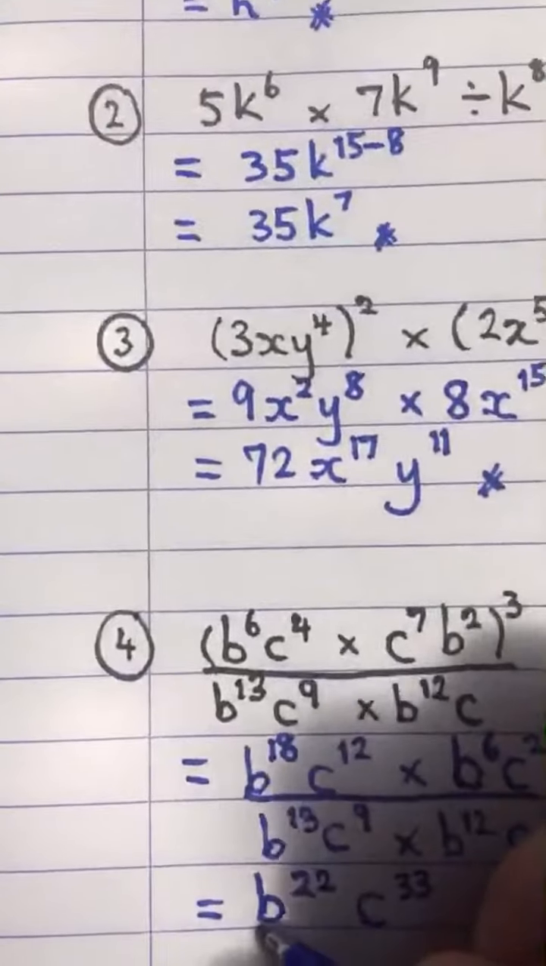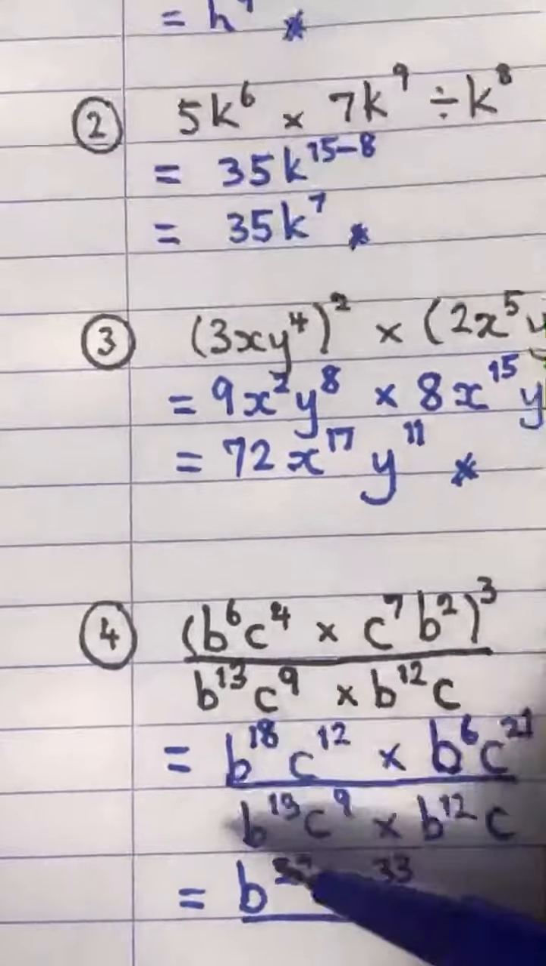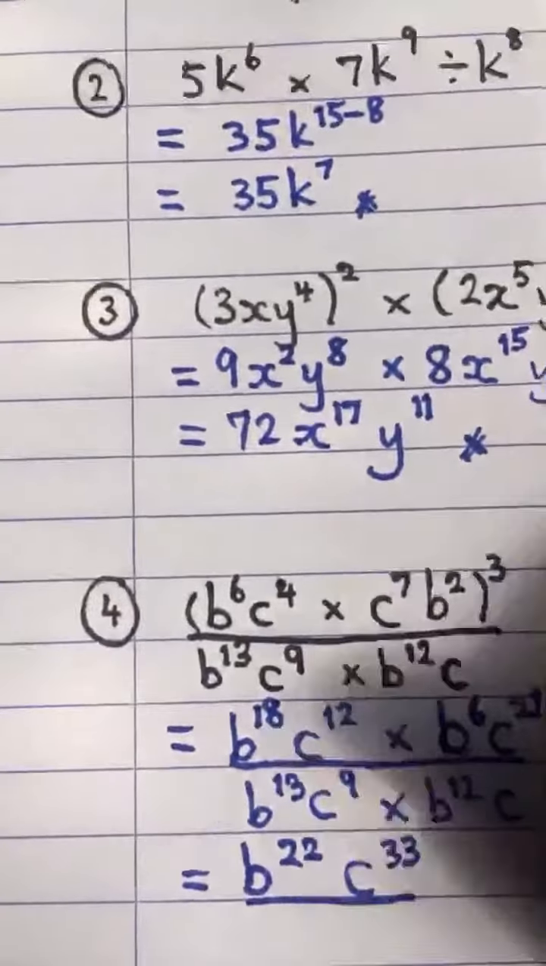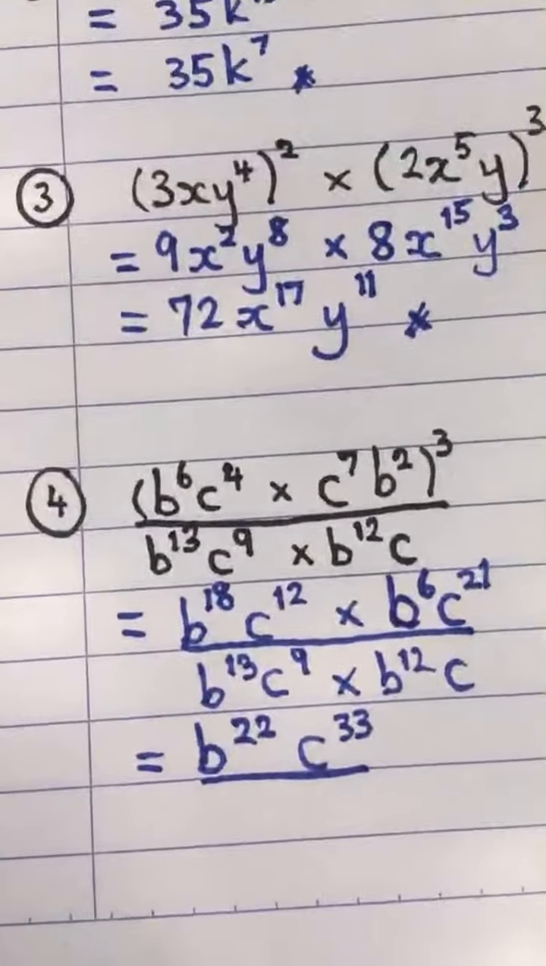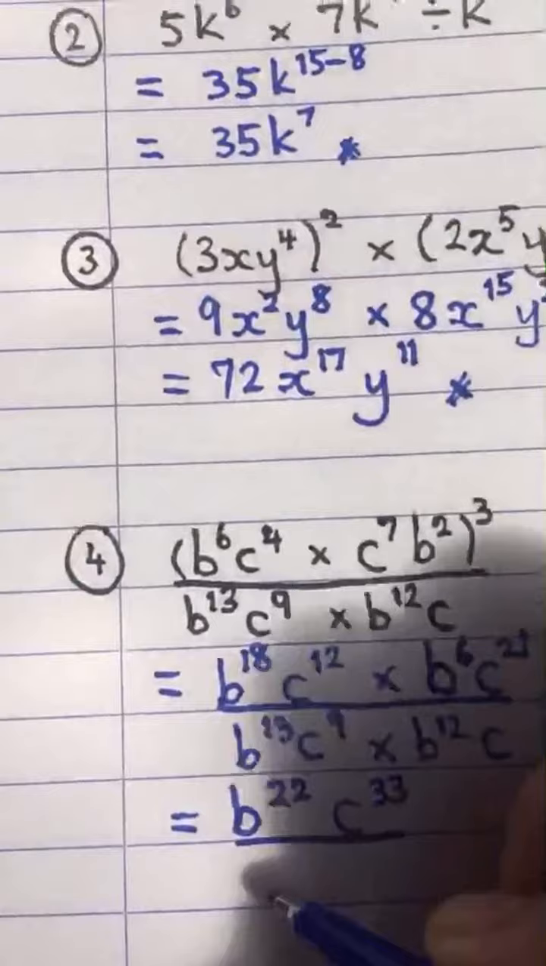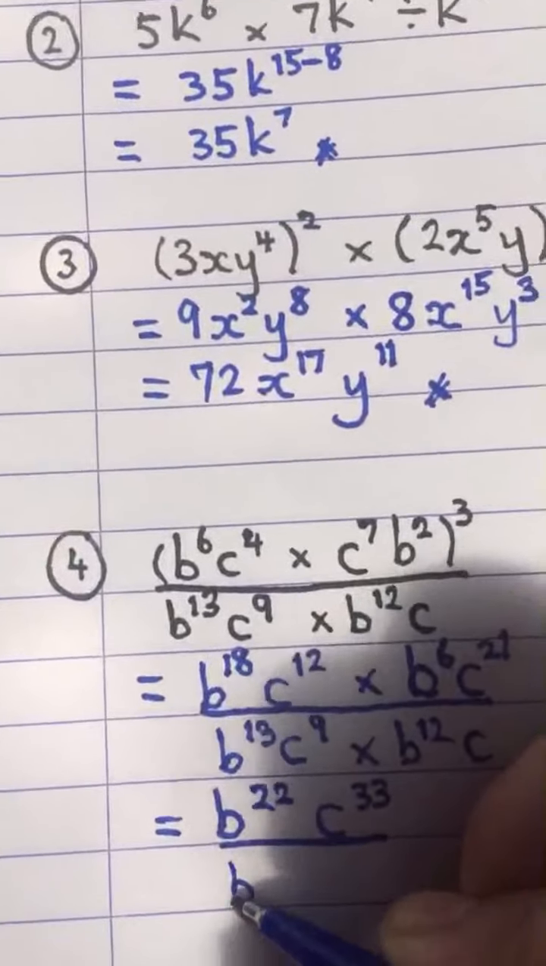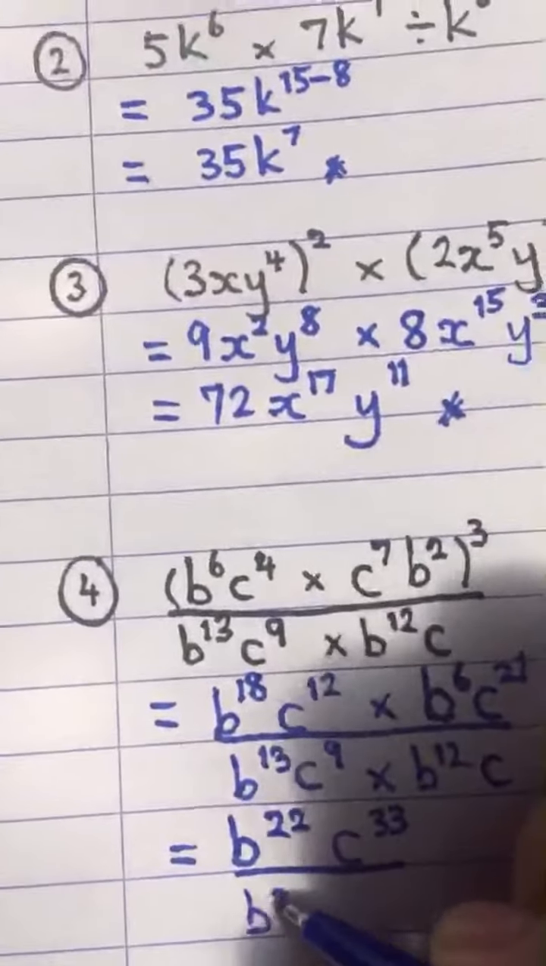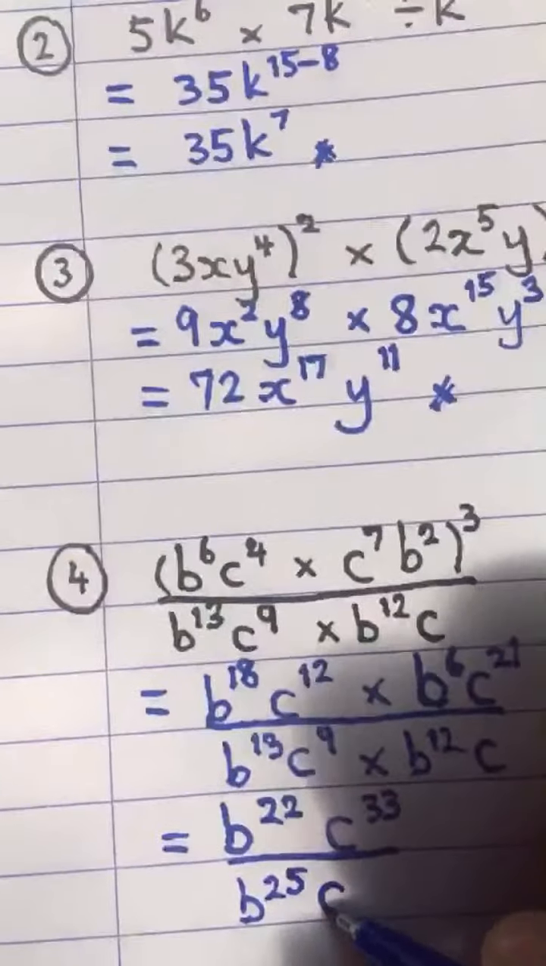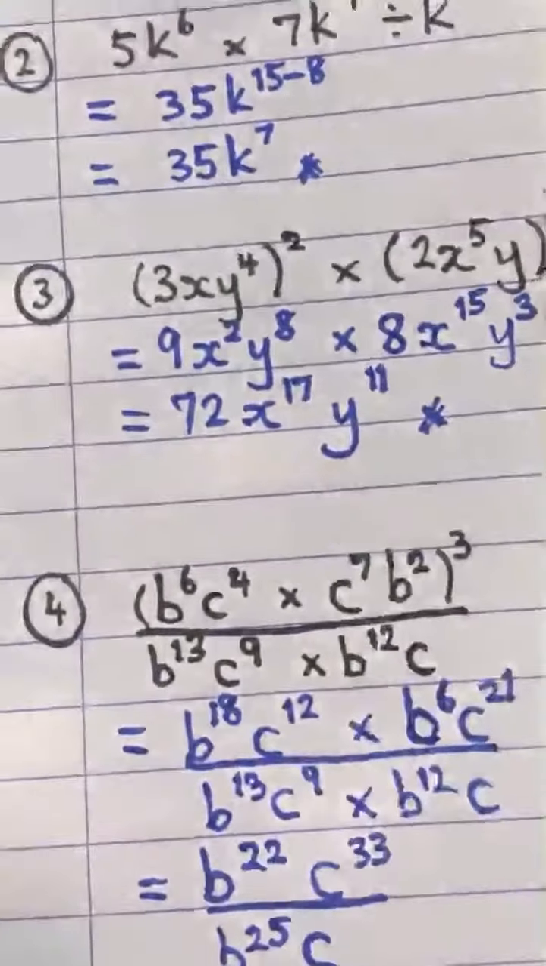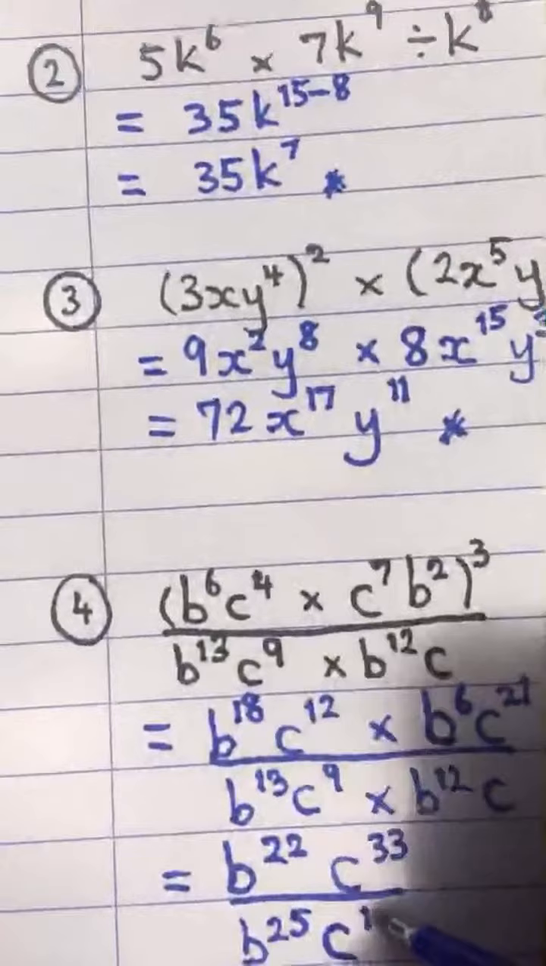Now do the below part. You have 13 and 12 for the b, b power 13 times b power 12, so you add the powers. 13 plus 12 will be 25. And then c power 9 times c, you get c power 10.